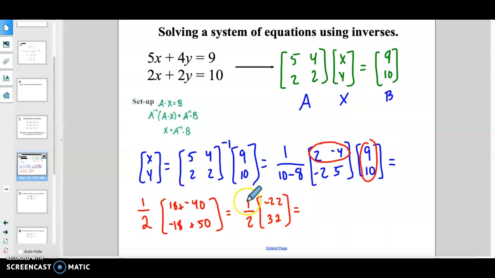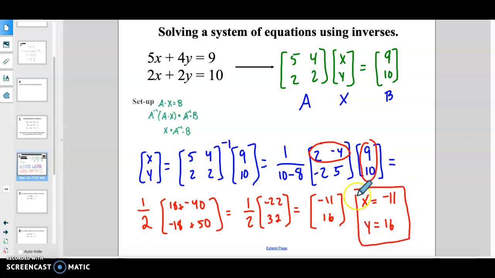Now is a good time to multiply in that 1/2. If we had done it at this stage, we would have gotten a few fractions, maybe only one, but it still is just nice to not have those fractions until the very end. Multiplying that in, we get -11 and 16. You're just multiplying the scalar by both of those values. So that tells me that the x value equals -11 and the y value equals 16. Yes, it might have been faster to solve that using elimination or substitution, but if you had a calculator, that's really fast to type in. I just want you to know how to do it by hand.